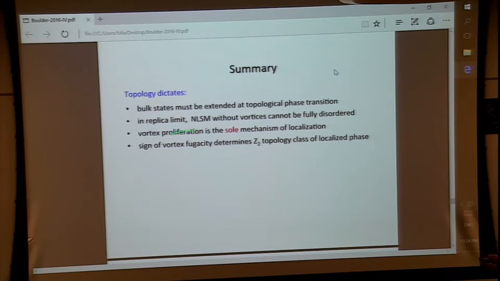But the important thing is that in either transition, whether to a trivial insulator or to a topological insulator, we have to take the contribution of vortices into account. Vortex proliferation is the only mechanism for localization. It's an essential mechanism, and that's because the vortex keeps track of the topology. Okay, so I think that's it.